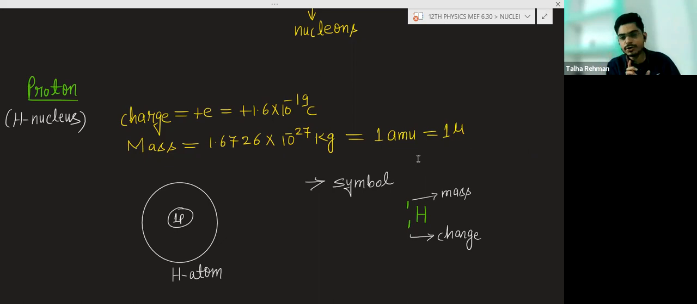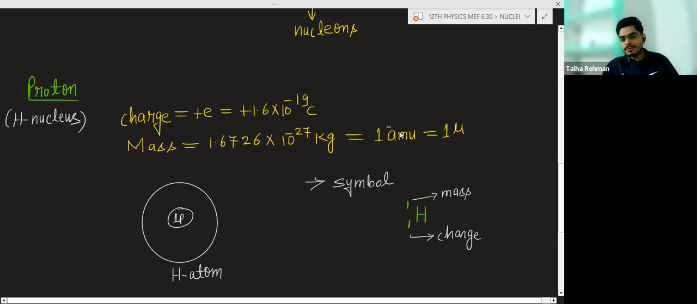Like kilogram is a unit of mass, this AMU is a very small unit. So if someone asks what is the mass of the proton, you will say 1 AMU, or you will say 1.67 into 10 to the power minus 27 kg. And AMU is represented by u also.